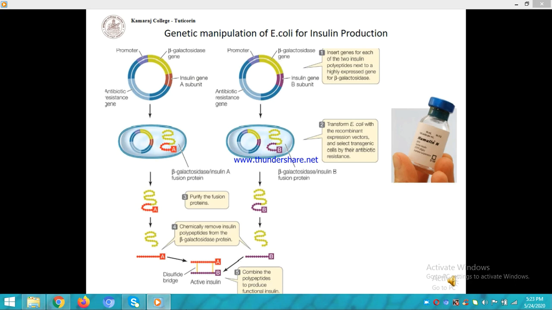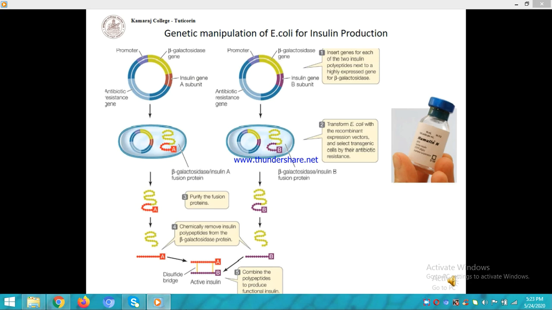Once the plasmid is ready, we have to transfer it into the E. coli host by means of transformation. When the E. coli is cultured in the media, the insulin gene present in the plasmid gets expressed, and it forms the beta galactosidase insulin A fusion protein in one cell, and in another strain the beta galactosidase insulin B fusion protein in another E. coli host. Okay, so now we can purify the fusion proteins. Since it is available as fusion proteins, but we need only the insulin A and insulin B chains, that's only what we need.